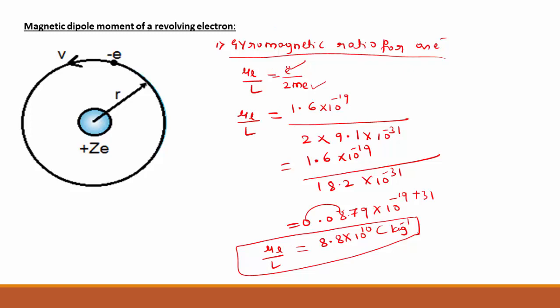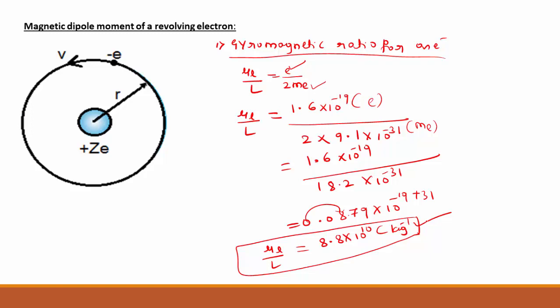You know this equation, e divided by 2m. The e value is 1.6 into 10 to the power of minus 19, and the mass of the electron is 9.1 into 10 to the power of minus 31. This is the charge of the electron, this is the mass of the electron, don't confuse them. When you substitute these two values in this equation, finally we get μL divided by L equal to 8.8 into 10 to the power of 10 coulomb per kg.